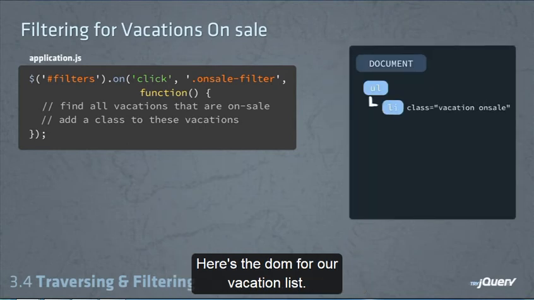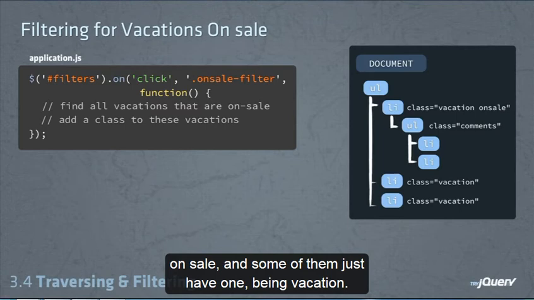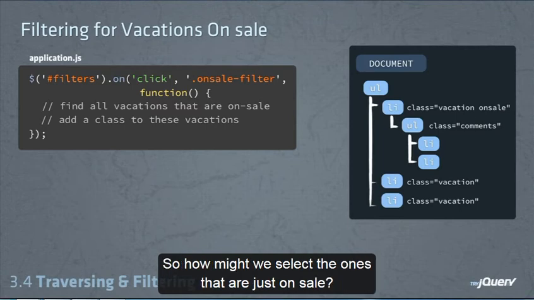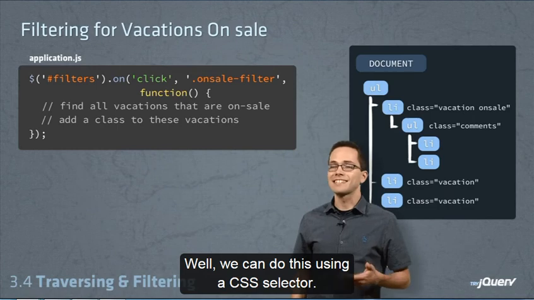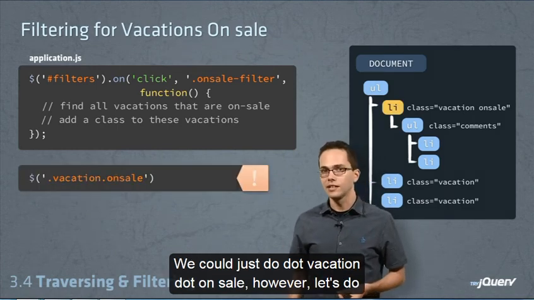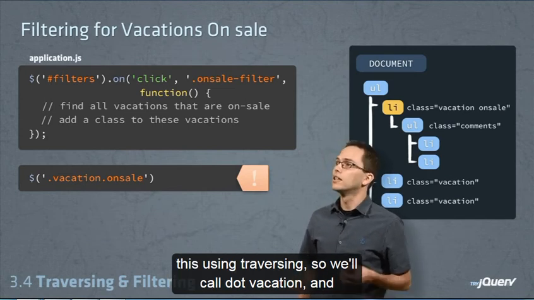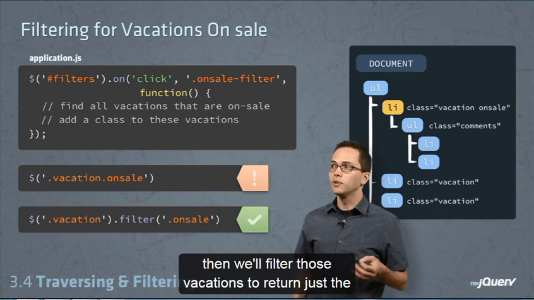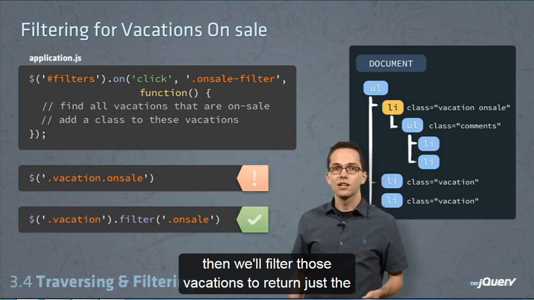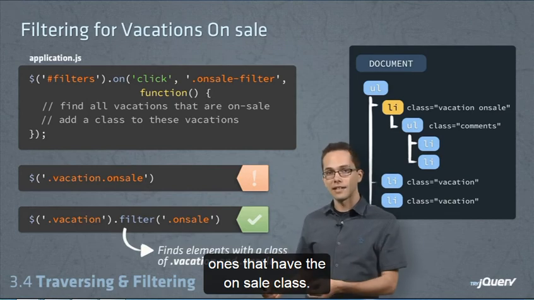Here's the DOM for our vacation list. You can see that some of them have two classes, vacation and onSale, and some of them just have one, being vacation. So how might we select the ones that are just on sale? Well, we can do this using a CSS selector. We could just do .vacation.onSale. However, let's do this using traversing. So we'll call .vacation, and then we'll filter those vacations to return just the ones that have the onSale class.